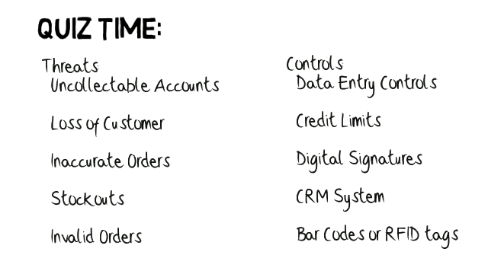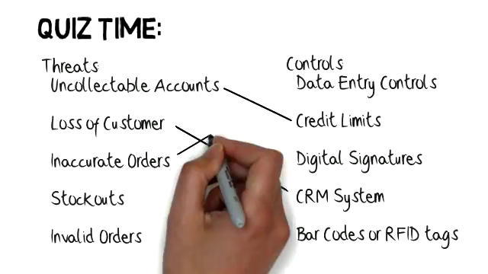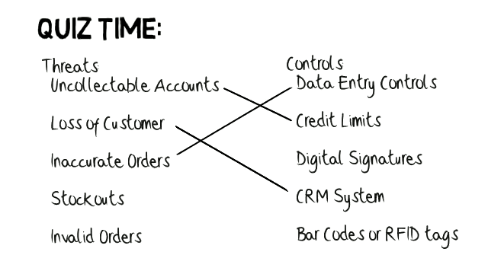For uncollectible accounts, we can use credit limits. For loss of customers, we can use a CRM system. For inaccurate orders, we can use data entry controls. For stockouts, we can use barcodes or RFID tags. And for invalid orders, we can use digital signatures.